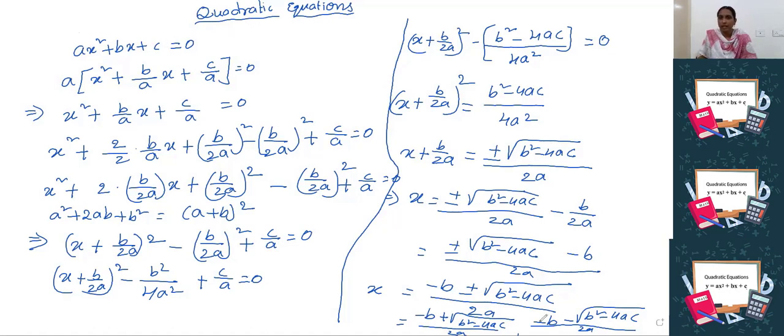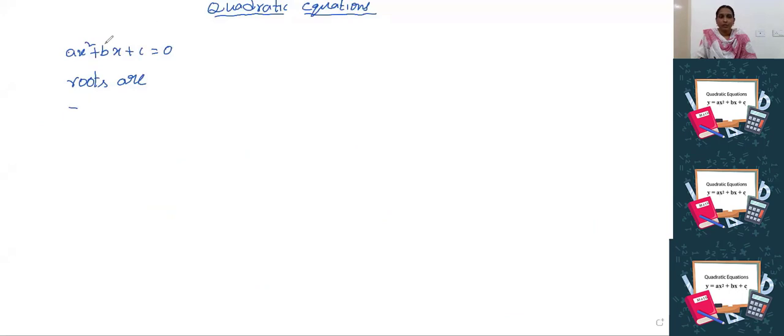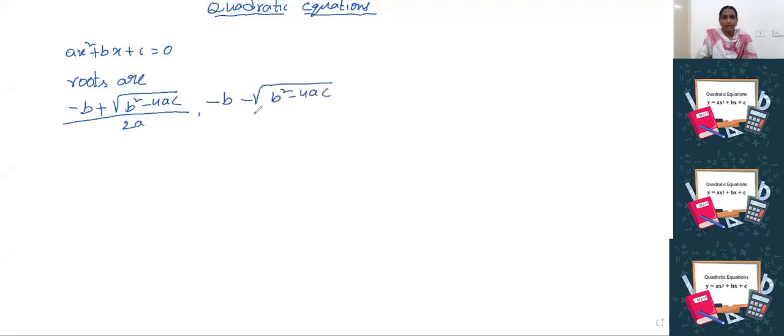By using this formula, we can write solutions or roots of a quadratic equation. For this quadratic equation, which is ax square plus bx plus c equal to 0, roots are minus b plus square root of b square minus 4ac by 2a, or minus b minus square root of b square minus 4ac by 2a. From this formula, we can consider b square minus 4ac. This b square minus 4ac is called discriminant. By calculating the value of this discriminant, we can tell the nature of the roots.